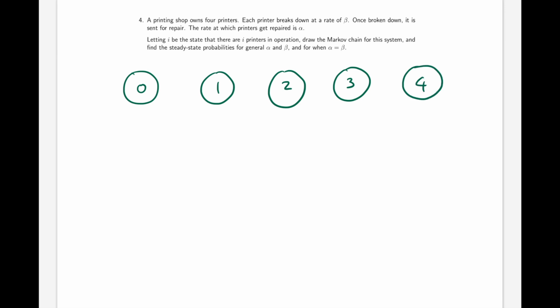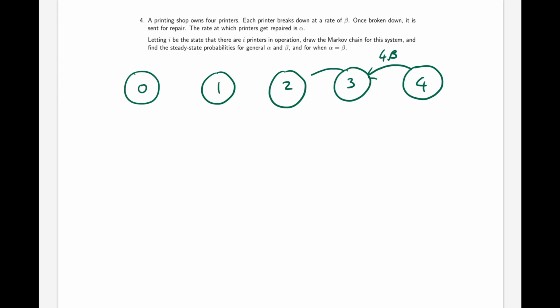When all printers are in operation, state 4, the rate at which a printer breaks down, going from 4 to 3, is beta per printer, but there are 4 printers. When there are 3 printers in operation, the rate at which they break down again is beta, and there are 3 printers, so 3 beta. When there are 2 printers in operation, the rate at which each of them breaks down is beta, and there are 2 printers in operation. And when there is 1 printer in operation, the rate at which it breaks down is just beta.